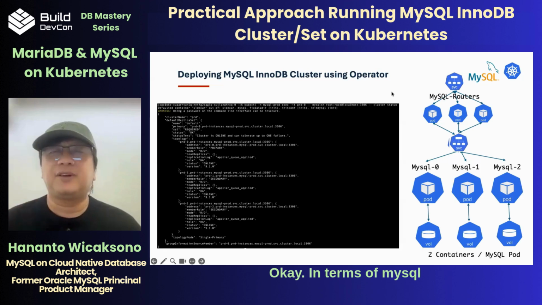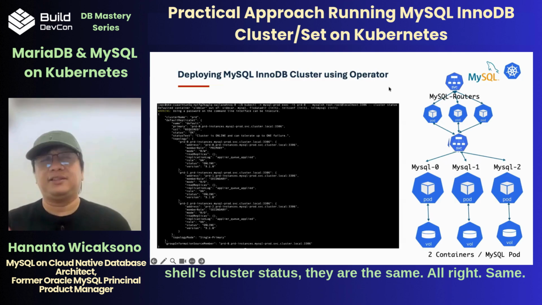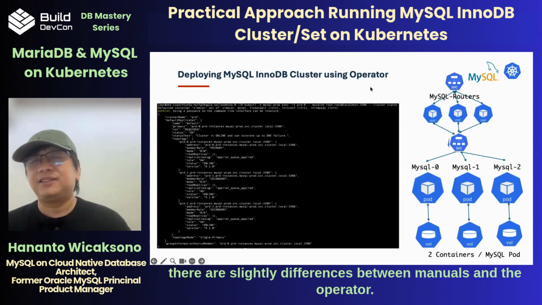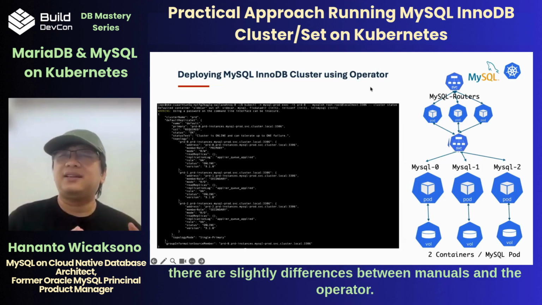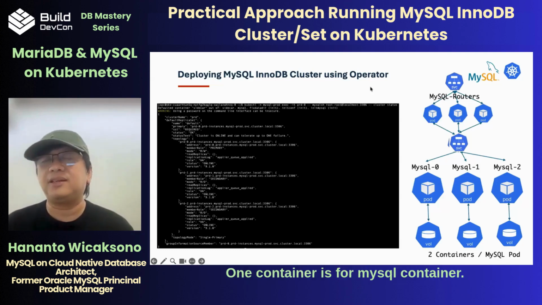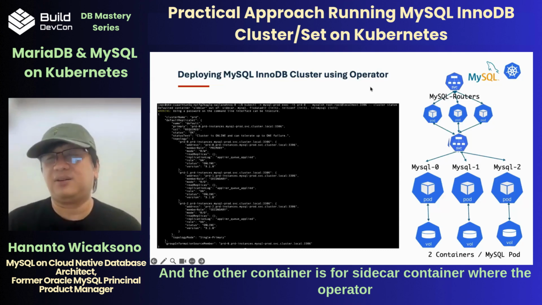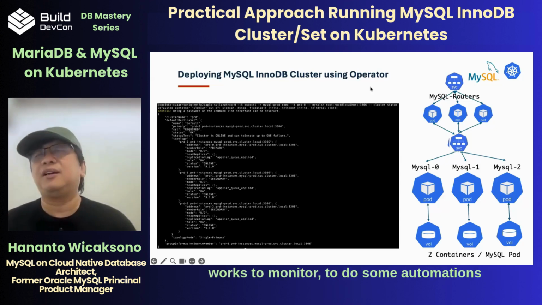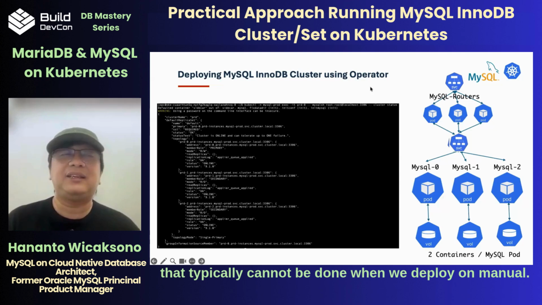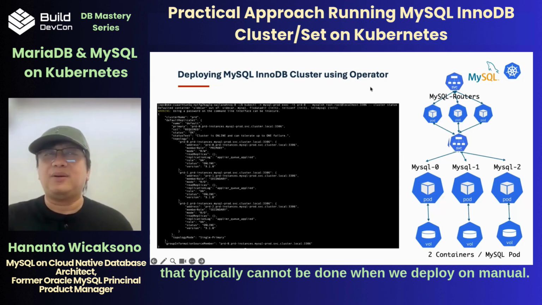And you won't see any difference between manual and using operator. Okay. In terms of MySQL shell's cluster status, they are the same, right? Same. However, from the Kubernetes standpoint, there are slight differences between manual and the operator. The operator will have 2 containers per pod. One container is the MySQL container, and the other container is a sidecar container, where the operator works to monitor and to do some automations that typically cannot be done when we deploy manually.